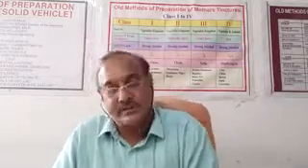Next, the miasm is psora background, and if we see the diathesis, you will see that there are the scrofulous diathesis, the rheumatic diathesis and the gouty diathesis.